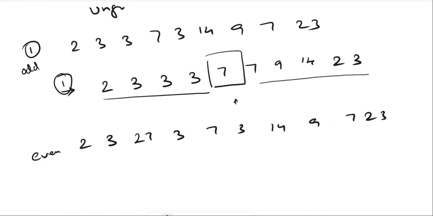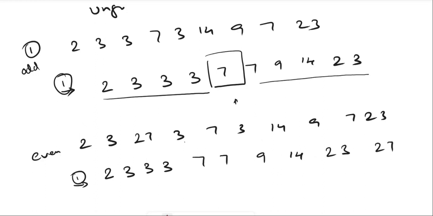Yeah, of course, we have to make it as the first step. Ascending order, so let me arrange it in ascending order: 2, 3, actually we have the 3 value thrice, and we have 7 twice. And next one is 9, and next 14, 23, and 27.